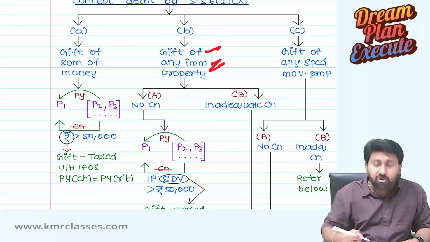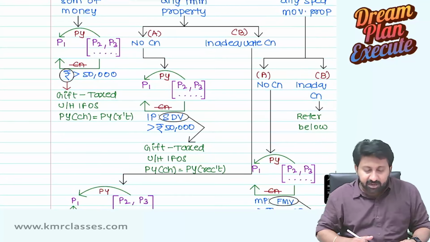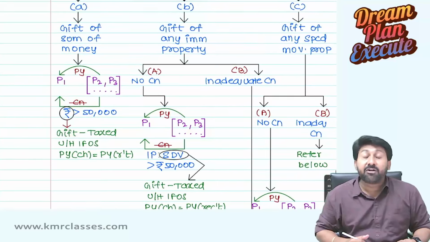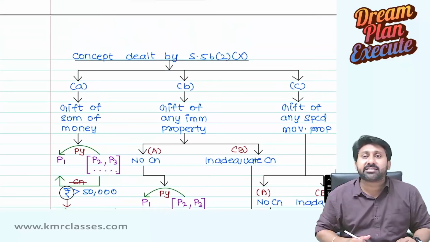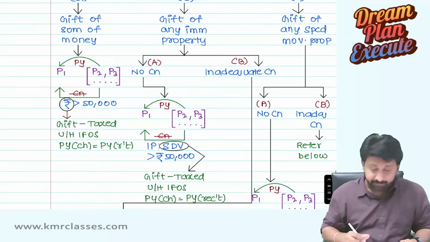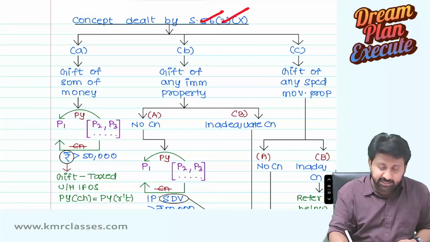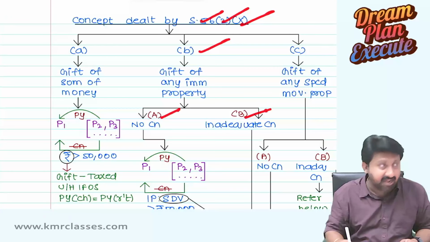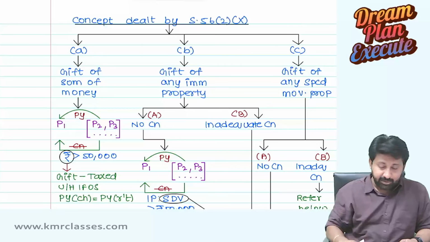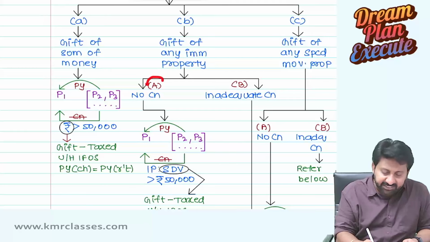gift of any immovable property. Gift of any immovable property will get attracted by section 56, subsection 2, clause 10, subclause B, item A and item B. Let us see what they are. Section 56, subsection 2, clause 10, subclause B, item A, item B. Okay, see, what is the first part? A.